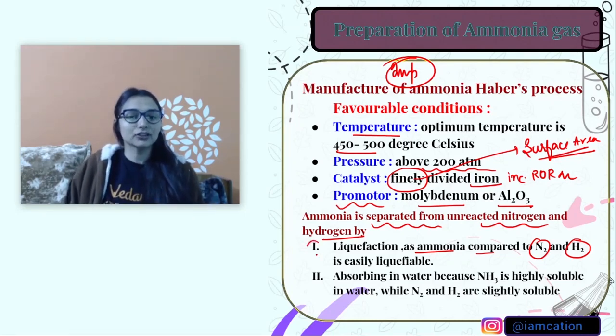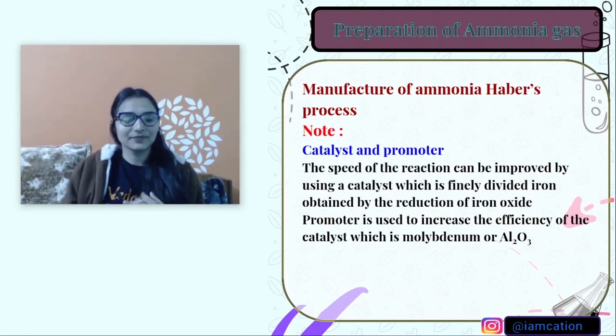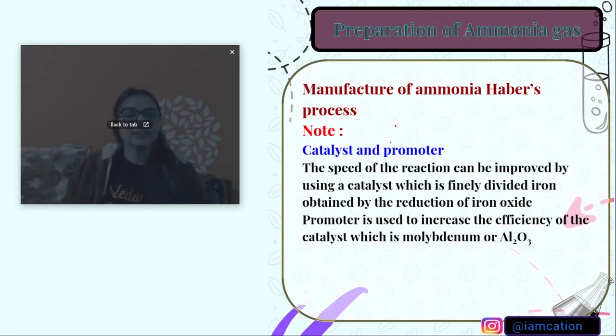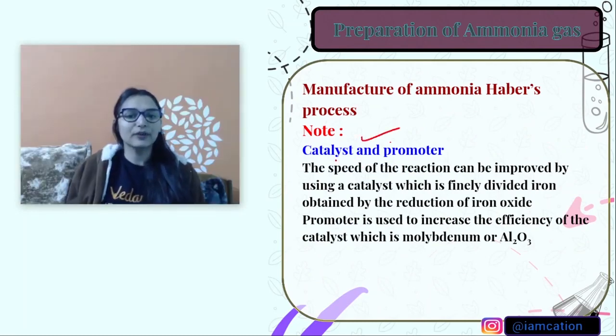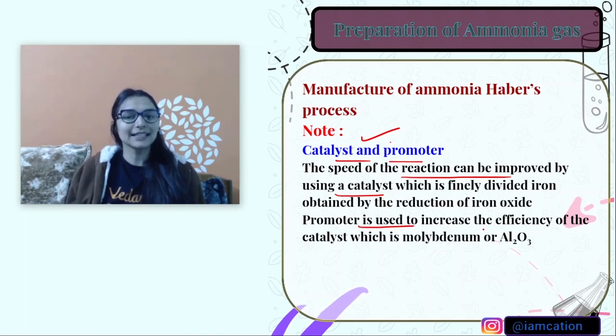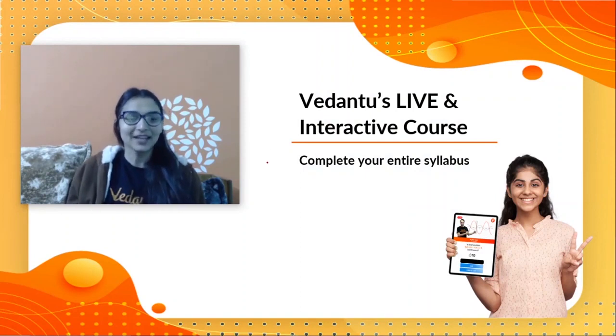The next thing that we can do is to absorb it in water, because again ammonia is highly soluble in water, but nitrogen and hydrogen are slightly soluble. So it's the comparative basis that is helping us clearly, be it liquefaction or by using water in obtaining the product. Okay, for the separation you can take either. And again everything is written over here for your help. Why do we need catalyst and promoter? So that speed of the reaction can be improved. Okay, so promoter is increasing the efficiency of catalyst over here. So notes you can download and study from them. Okay, I guess that's clear.